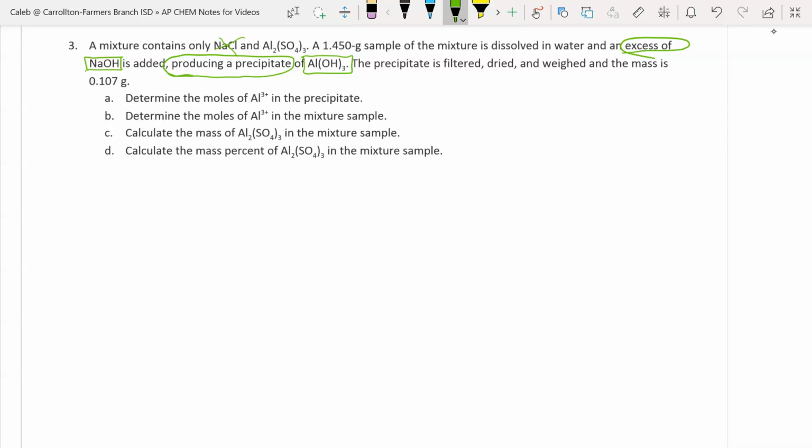Okay, then the precipitate is filtered, dried, and weighed, and the mass is 0.107 grams. That's the mass of aluminum hydroxide. Now we want to determine the moles of Al3+ in the precipitate. Well, if I want to find the moles of Al3+, first I need to find the moles of Al(OH)3. Well, we've got our mass of Al(OH)3 as 0.107 grams of aluminum hydroxide.